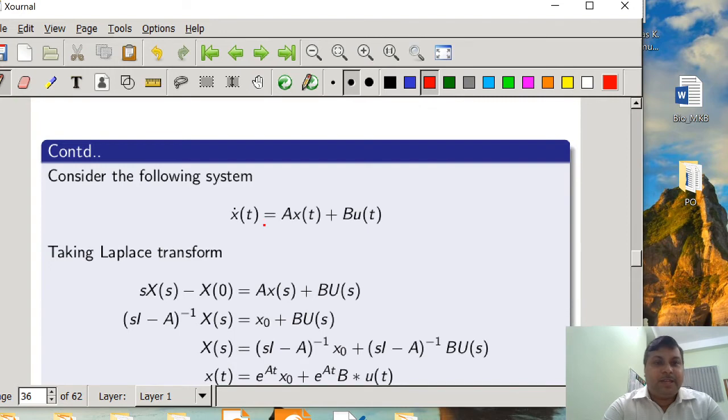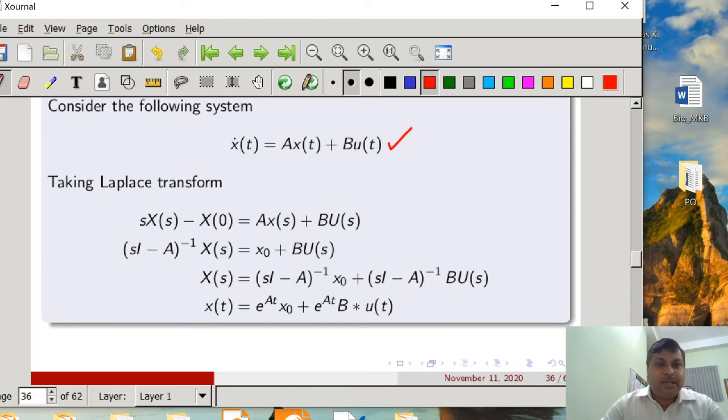Suppose you have the state equation x dot of t equal to A into x of t plus B into u of t. Now if you take the Laplace transform, then ultimately x of s you can write as (sI minus A) inverse into x0 plus (sI minus A) inverse B into u of s. This expression we have already seen.